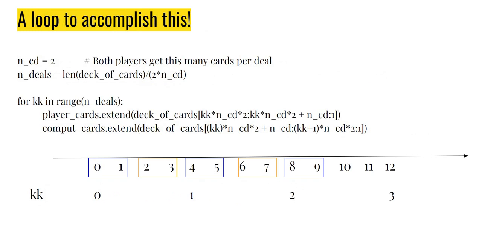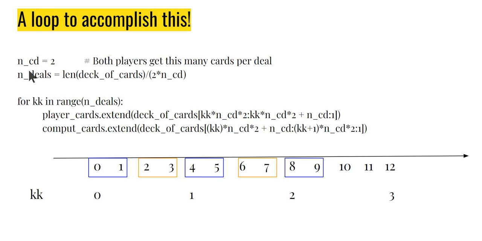Let's look at that. What I'm going to do will require a little bit of thinking. Let me define a variable here called NCD, which is the number of cards given to every player per deal. So for example, let's say it's 2. So whenever I deal these cards, I give 2 cards at once to player number 1, 2 cards to player number 2. Given this, clearly the number of deals I'm going to make is length of deck of cards divided by 2 times NCD. Why 2? Because remember, there are 2 players, both are getting NCD cards each.